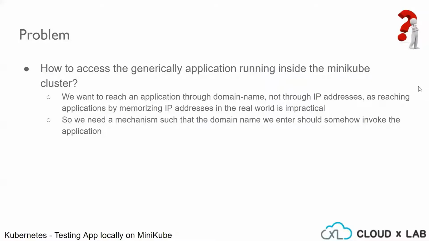But there is a problem. We want to reach an application through a domain name, not through an IP address, as reaching applications by memorizing IP addresses in the real world is impractical. So we need a mechanism such that the domain name we enter should somehow invoke the application.